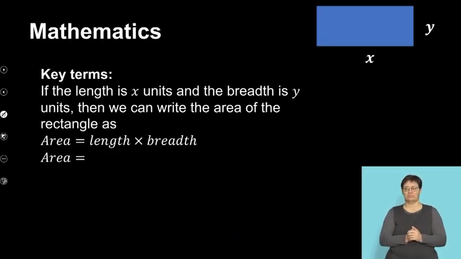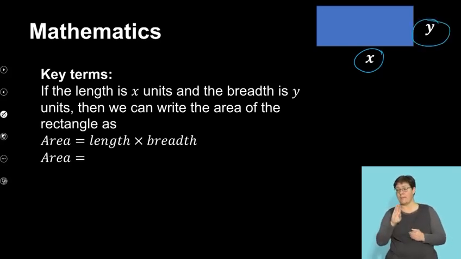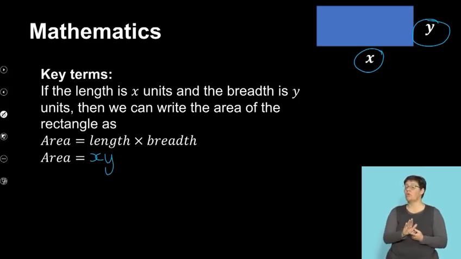So if I were to use an example of a rectangle where the length is x units and the breadth is y units, then we can write the area of the rectangle as length times breadth. This is just linking back to some of your previous knowledge: if I have a length of x and a breadth of y, the area of this rectangle will be length times breadth, which is just xy. Great. Now I'm going to show you what would happen if I introduced a scale factor to this rectangle.